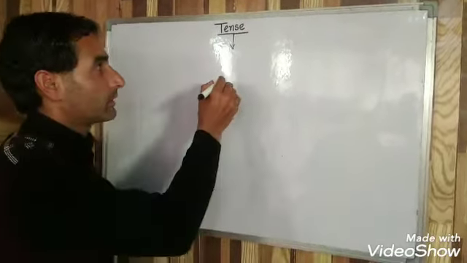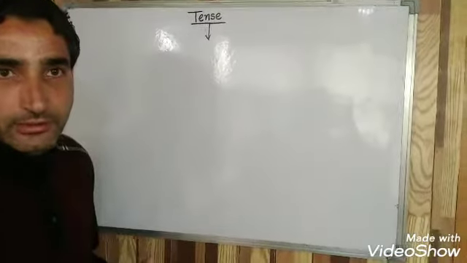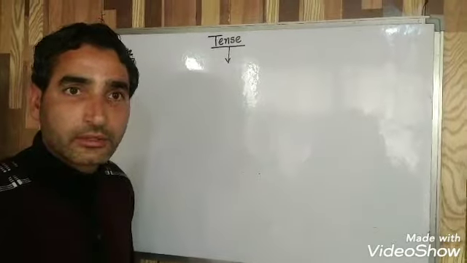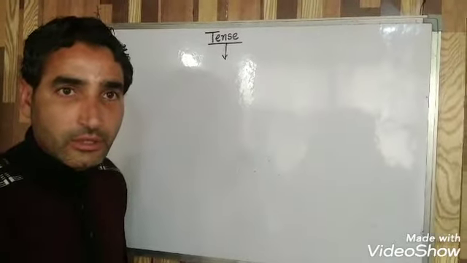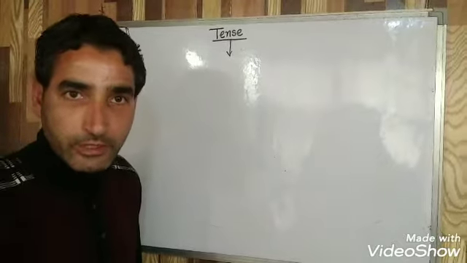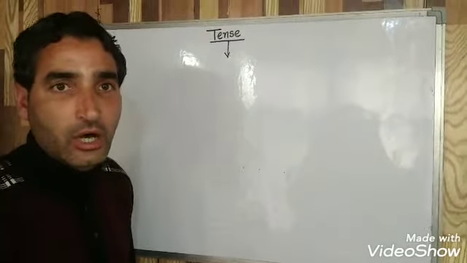Now, first of all, let's try to define this tense. What does tense mean? Tense is a grammatical category to indicate the relationship between the form of the verb and the time reference of an action or event.